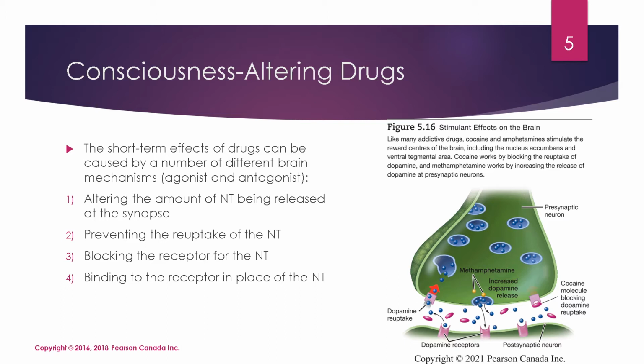If you look at the little diagram here, things like cocaine and amphetamines stimulate reward centers in the brain. Cocaine actually works by blocking the reuptake of dopamine. By blocking the reuptake, which is that second point there, it would be increasing the dopamine available within the synapse. And then methamphetamines work by increasing the release of dopamine at the presynaptic neuron. So they're making more dopamine be released to begin with. You can see how both are achieving the same purpose of increasing the dopamine available for use, but just through slightly different mechanisms.